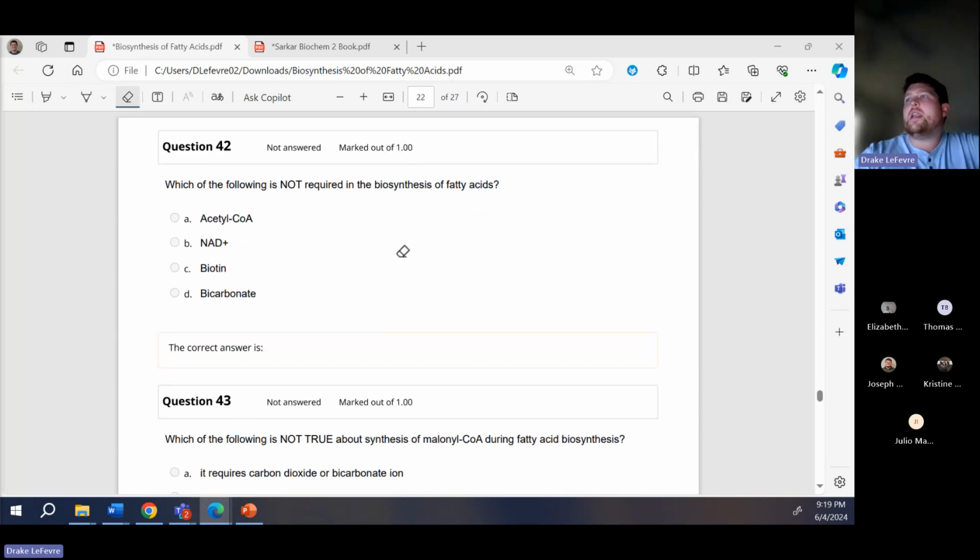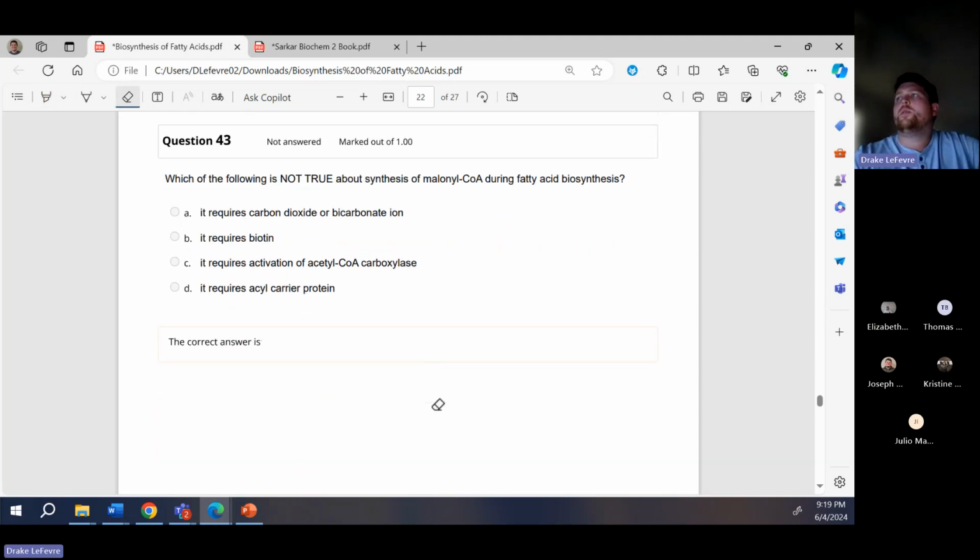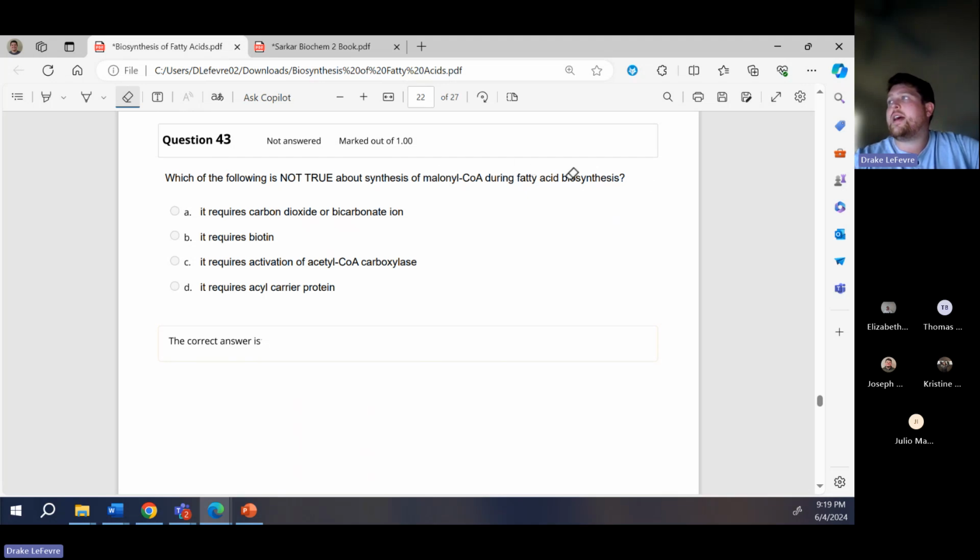Which of the following is not required in the biosynthesis of fatty acids? This one we should know. Of all these things, which one are we not going to use? NAD+. Perfect. Which of the following is not true about synthesis of malonyl-CoA during fatty acid biosynthesis? It requires carbon dioxide or bicarbonate ion. It requires biotin. It requires activation of acetyl-CoA carboxylase. It requires acyl carrier protein.